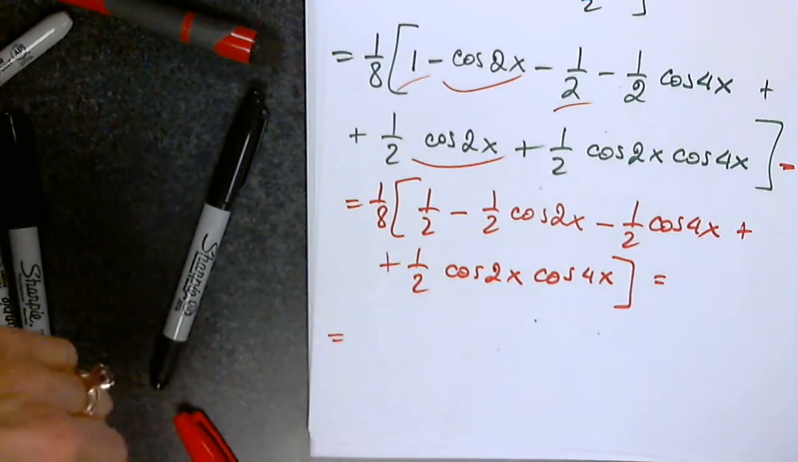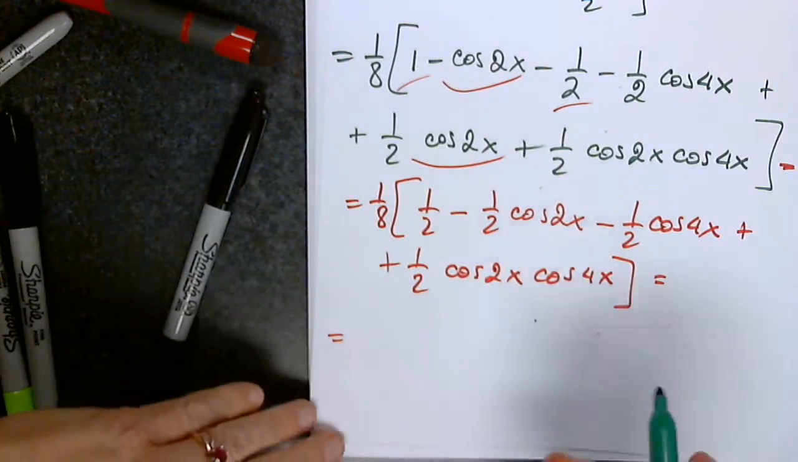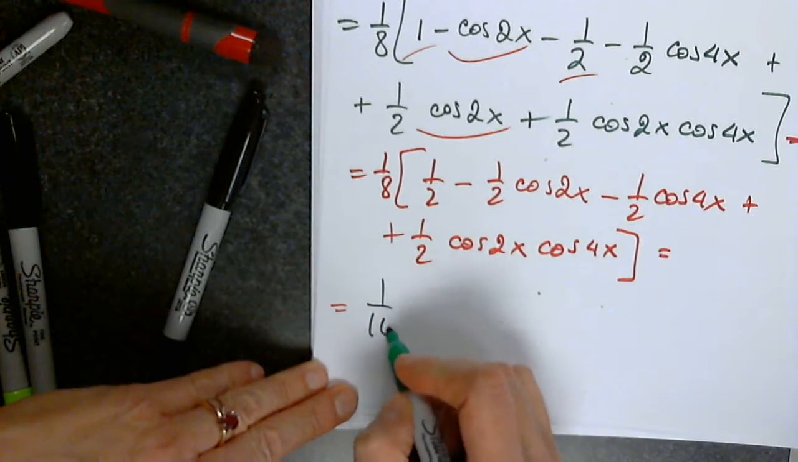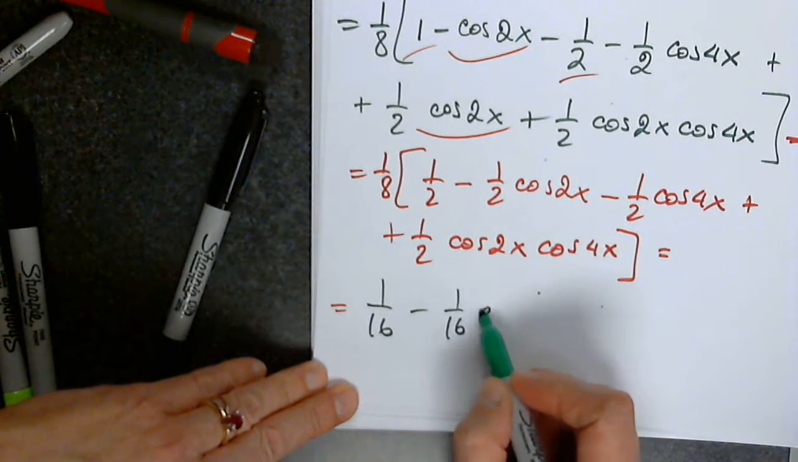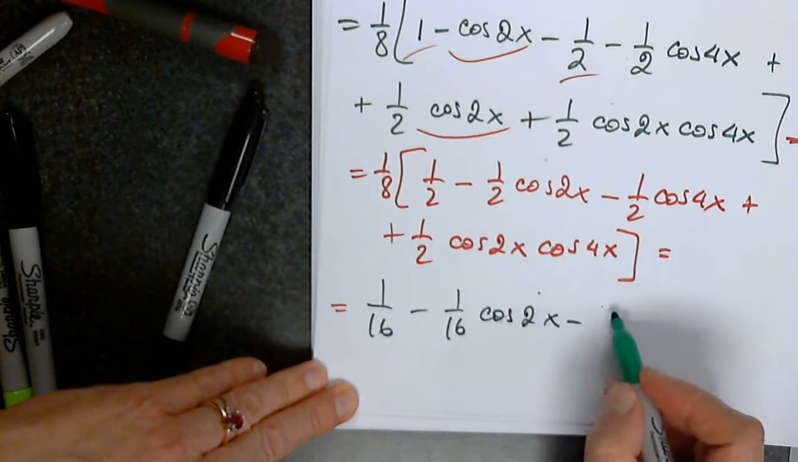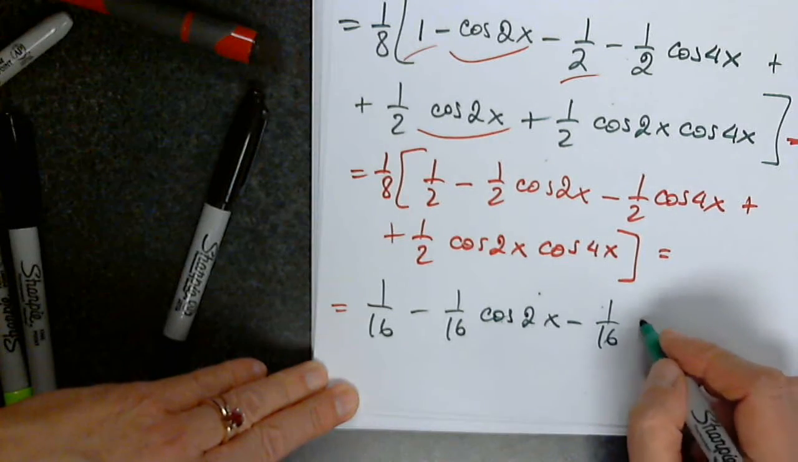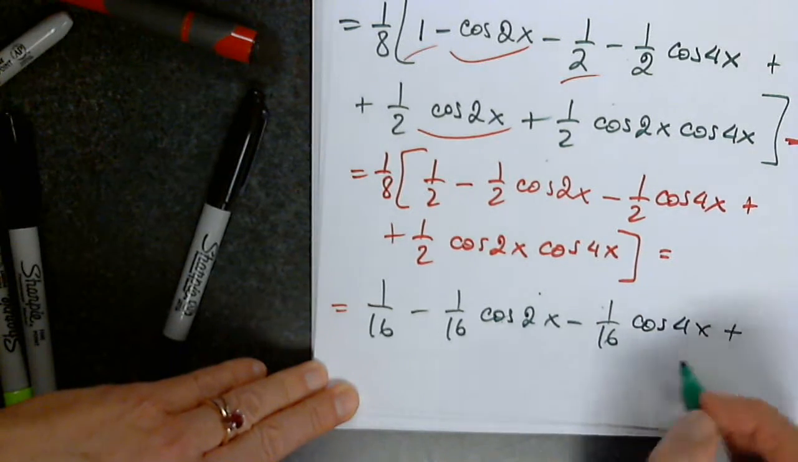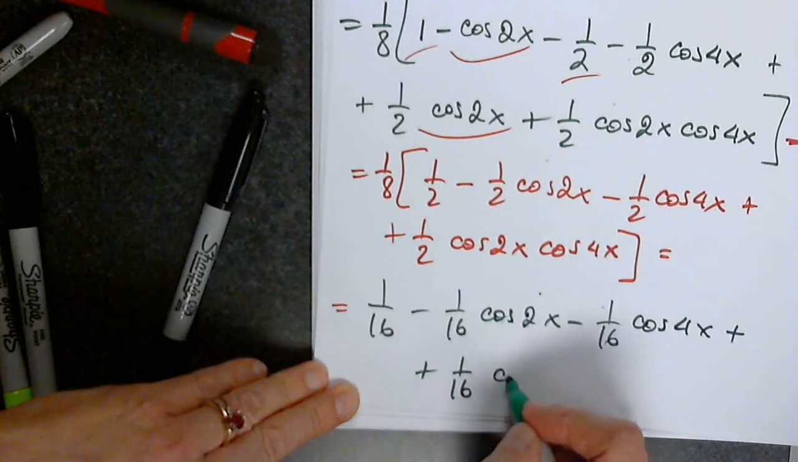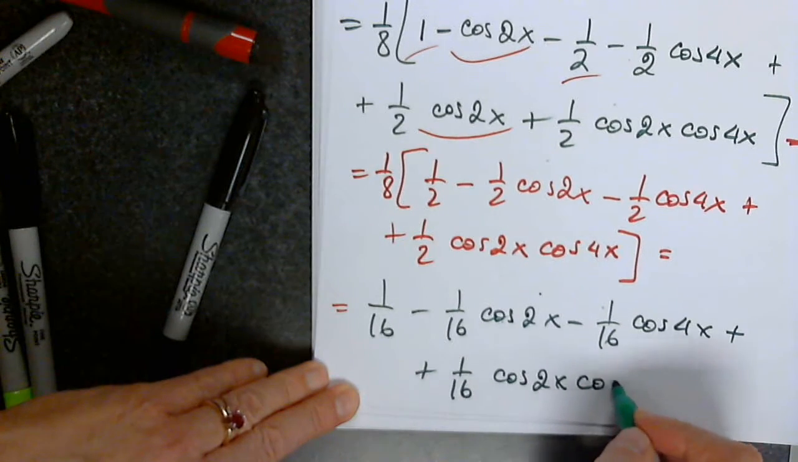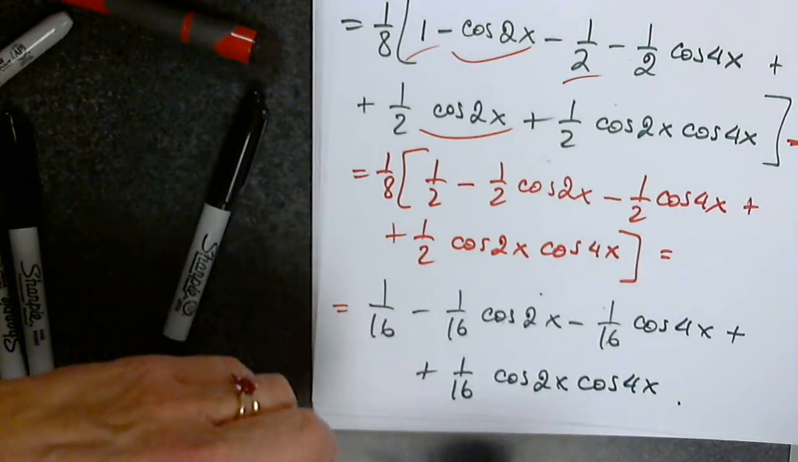And it's done. So 1/8 times 1/2, 1/16, minus 1/16 cosine twice x, minus 1/16 cosine 4x, plus 1/16 cosine twice x, cosine 4x.